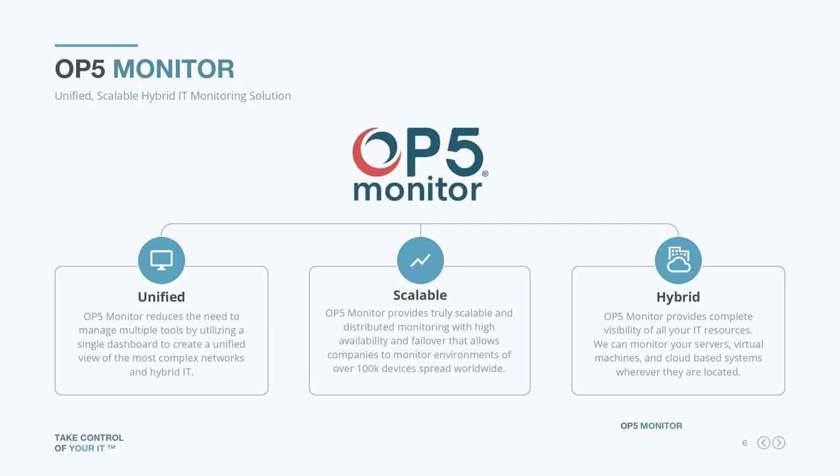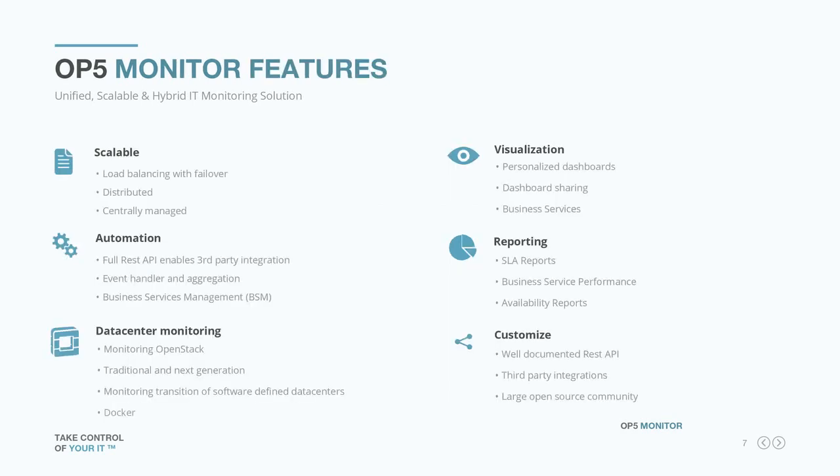The main features of OP5 Monitor are: it's scalable, we have load balancing and failover, we have distributed peers and pollers, and it's centrally managed. It's good for automation. We have a full REST API, which enables third-party integrations. We have event handlers and aggregation, and business services views. I'll come back to BSM, business services, a little bit later.